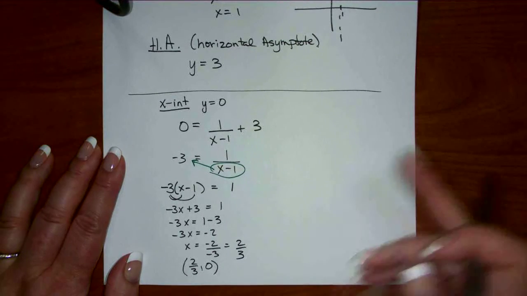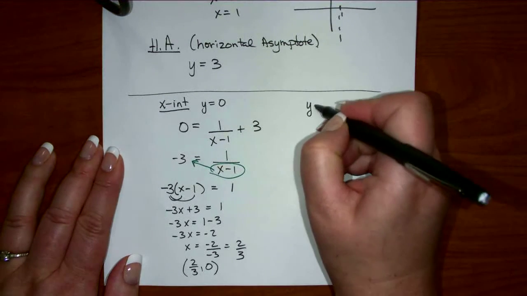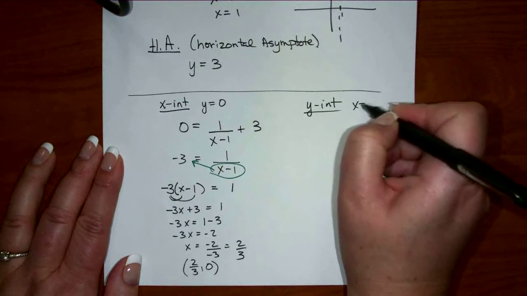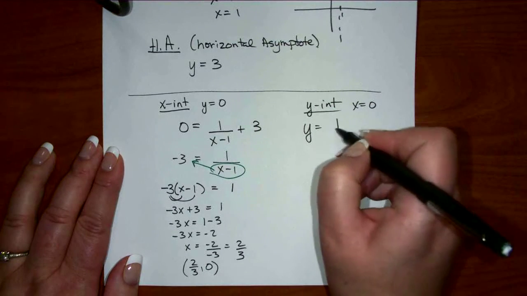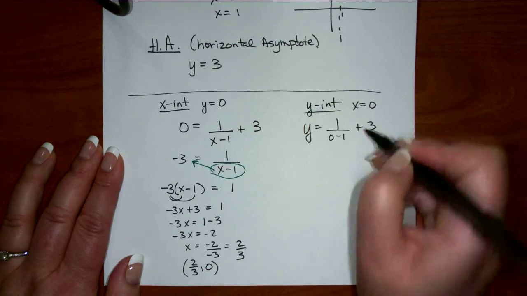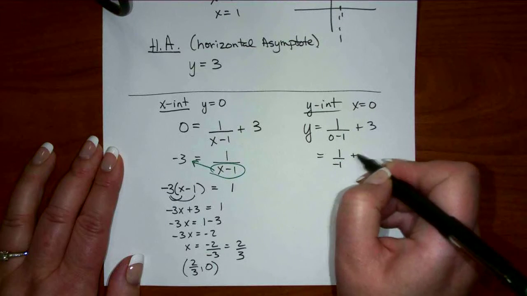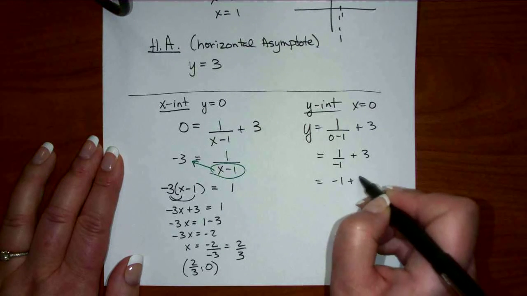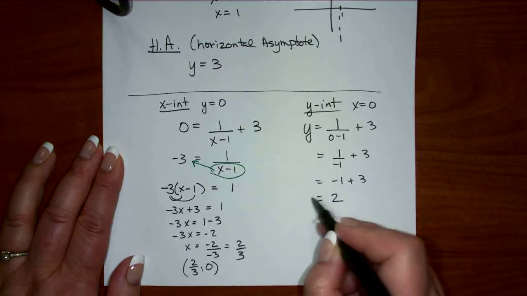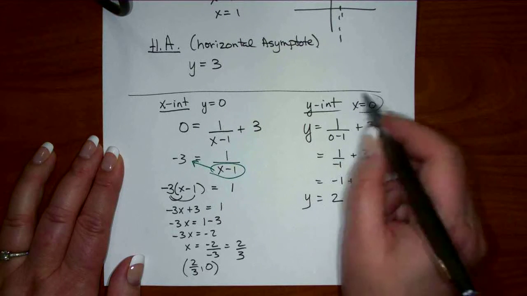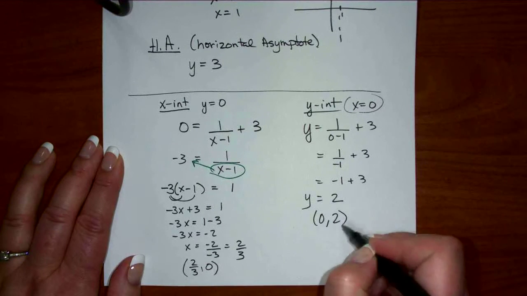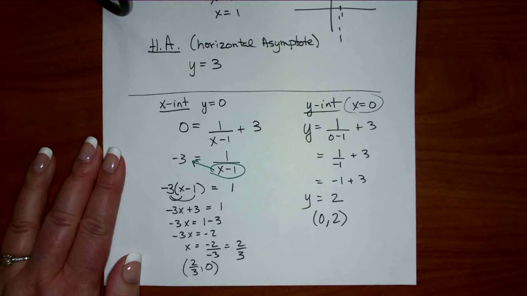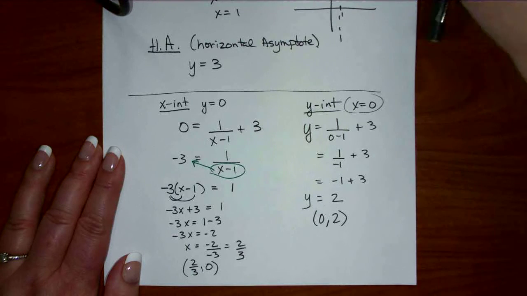But let's find the y-intercept anyway. So the y-intercept, let x equal 0. 1 over minus 1 plus 3. So y is 2, x was 0, that's what we plugged in. So we've got 2 points and both of the asymptotes. So you start with the asymptotes because that centers it, how you draw your hyperbola, and then you put it on.